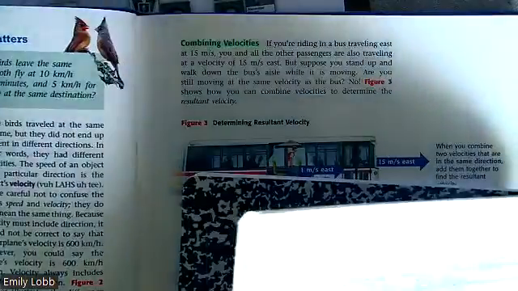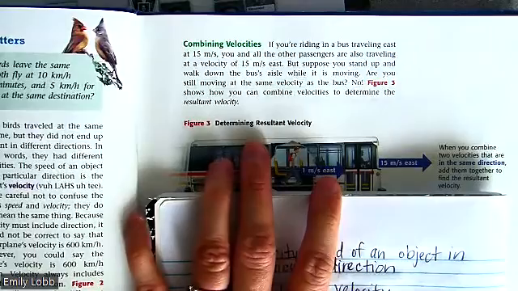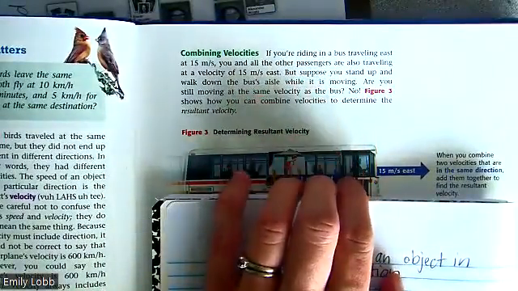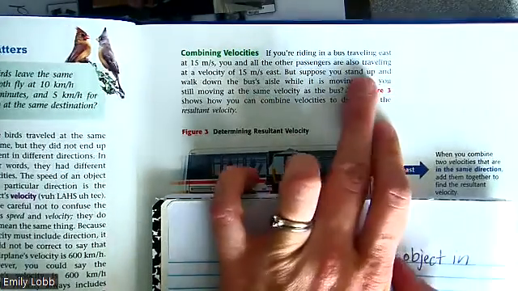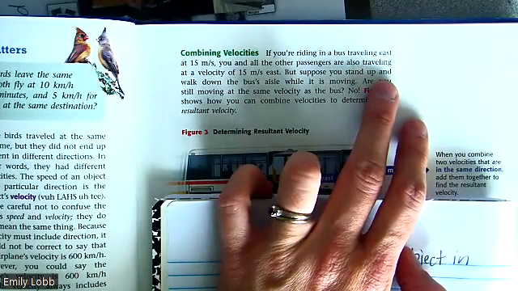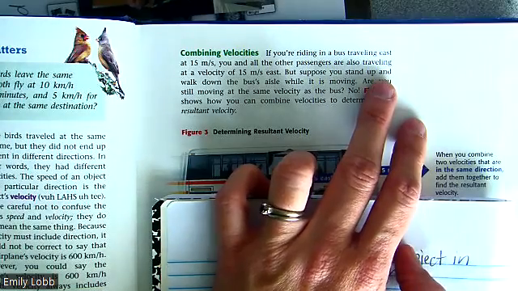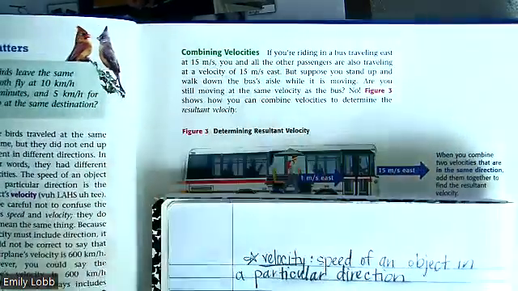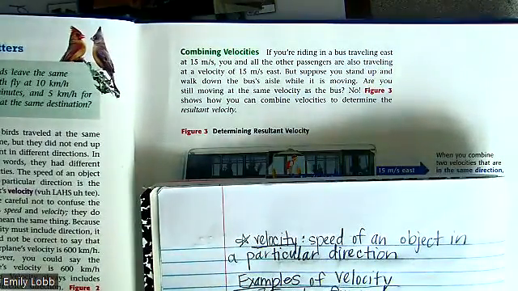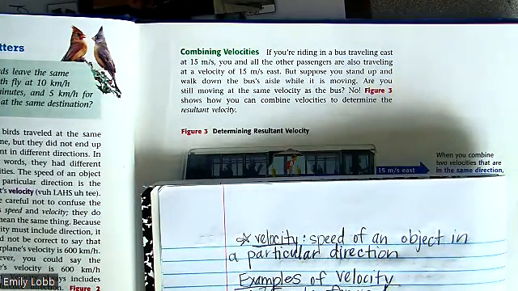If you're riding in a bus traveling east at 15 meters per second, you and all the other passengers are also traveling at a velocity of 15 meters per second east.